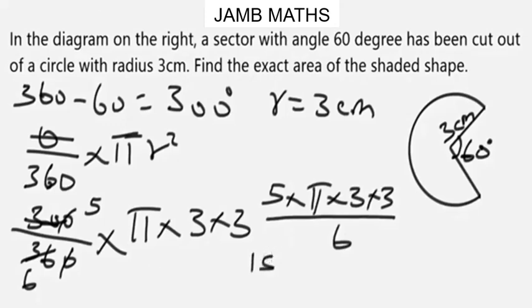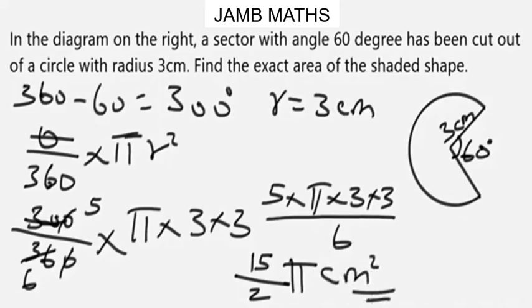Let me write it here. To be 15 over 2 pi. Now note that exact area means you should leave your answer in terms of pi. So this will be your answer. Since you are dealing with area, you add cm square, centimeter square. And that will be the answer to this question.